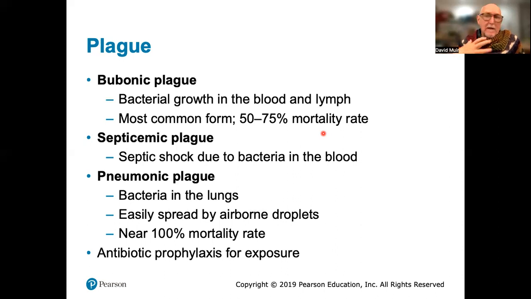And if somebody in a family gets plague, other members can be treated prophylactically with antibiotics. So in developed countries, it is no longer a problem, but it does still occur as minor epidemics in developing countries.